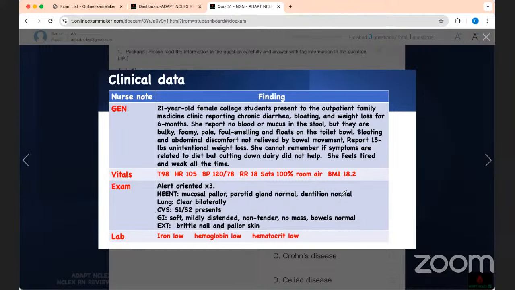Irritable bowel syndrome, I will tell you, has alternating constipation and diarrhea. I never said that. Every time they give you irritable bowel syndrome, it's alternating constipation and diarrhea. I don't see it here. There's also another word in the question that will rule it out. In irritable bowel syndrome, when they have a bowel movement, it helps with the bloating and cramping. I said bloating and cramping, discomfort not relieved by bowel movement. This is what content mastery is. NCLEX is all content.